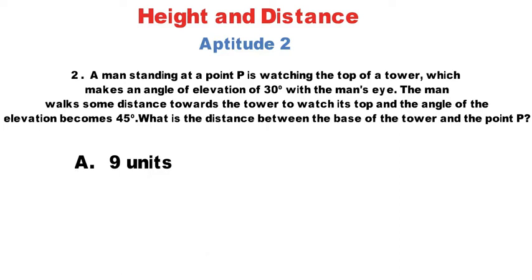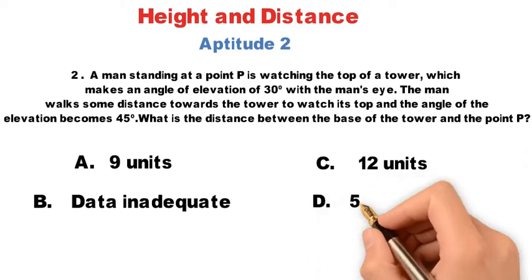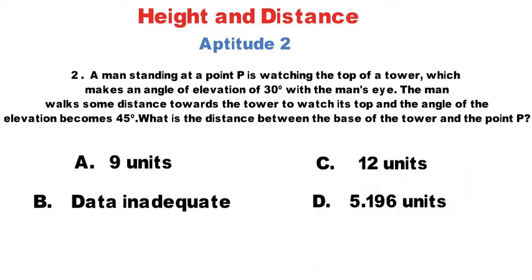Option A, 9 units. Option B, data inadequate. Option C, 12 units. Option D, 5.196 units. Pause the video, and try to solve the problem.